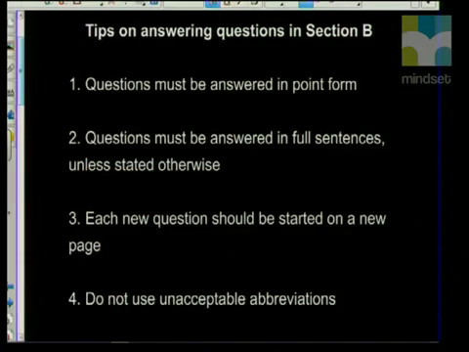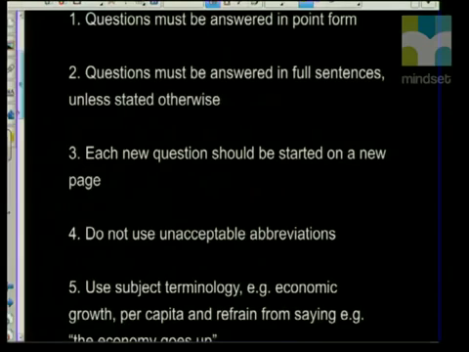Even though you answer the questions in point form, it is very important that you answer in full sentences, because if you only write one-word answers, some of the meaning of that answer might go missing. So point number 2 says questions must be answered in full sentences unless stated otherwise. If the question specifically says write only true or false or write only one word, then you should follow that instruction.